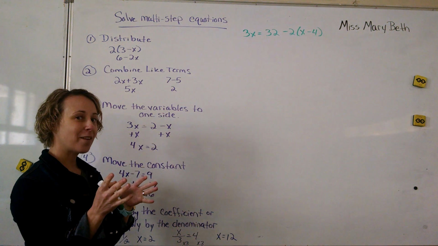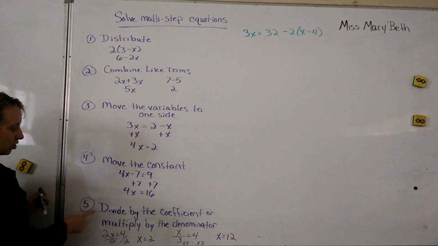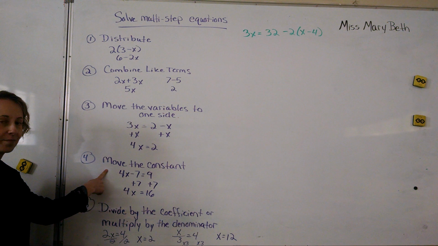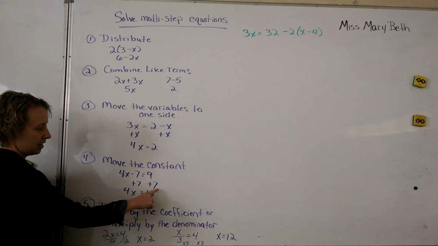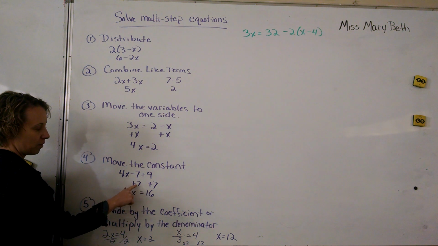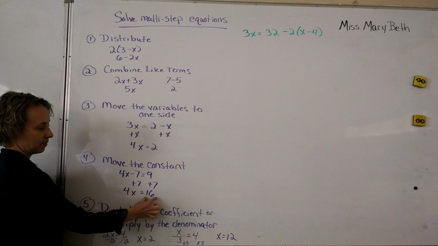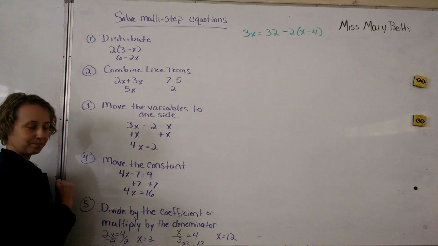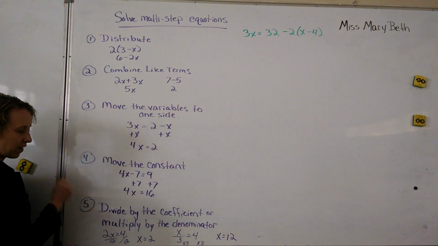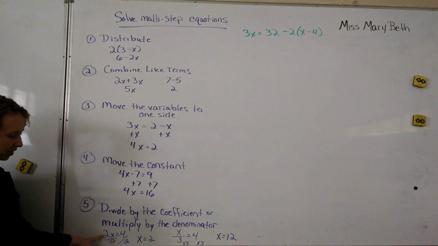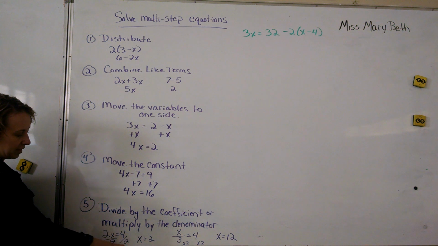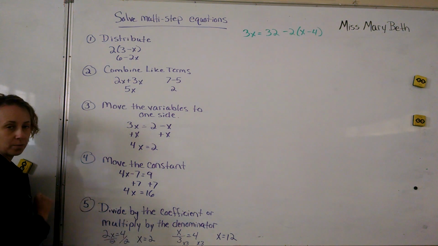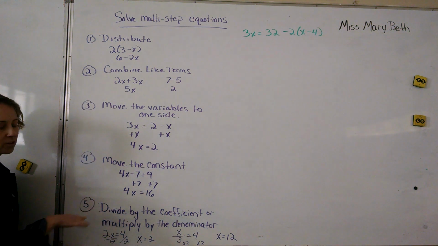The two steps that you have done so far are these two. Moving the constant. We did this in our last video. If I have something like 4x plus 7 equals 9, we learned that we can subtract 7 from both sides. And we learned about dividing by the coefficient. If we had something like 2x equals 4, we learned we can divide by 2 on both sides, leaving us with x equals 2. We're going to add some other steps in today.